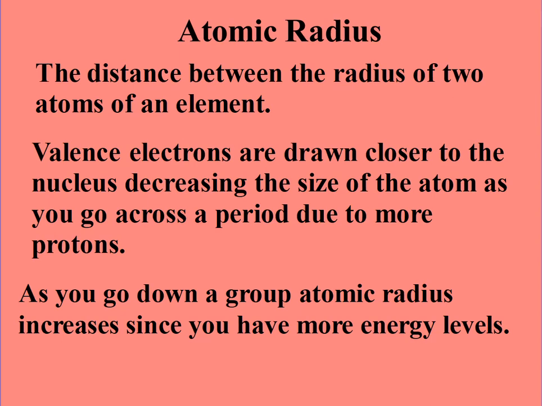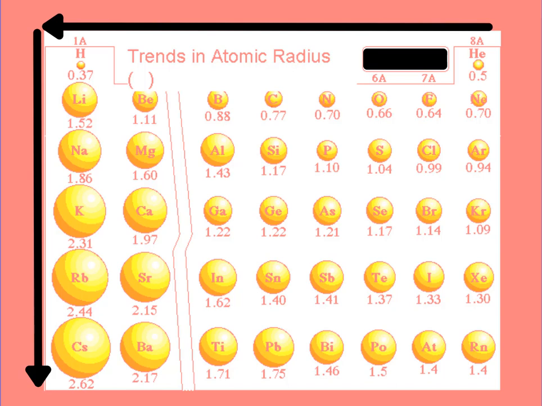And finally, atomic radius is the distance between the radii of two atoms of an element. So valence electrons are going to be drawn closer to the nucleus, decreasing the size of the atom as you go across the period because we have more protons. And as I go down, I have more occupied energy levels of electrons. Therefore, the valence electrons are able to go out further than they would if I had fewer energy levels, making the radius larger. So here's my trend. It gets bigger as I go left and as I go down.